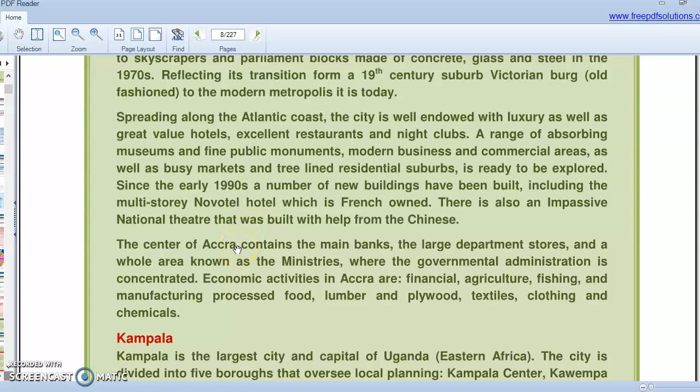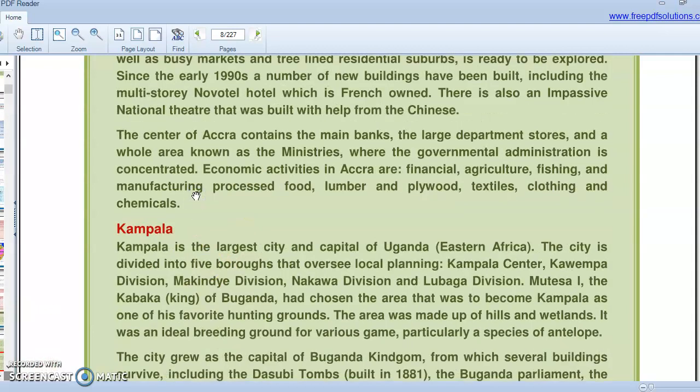The center of Accra contains the main banks, the large department stores, and a whole area known as ministries, where the governmental administration is concentrated. Economic activities in Accra are financial, agriculture, fishing, and manufacturing: processed food, lumber and plywood, textiles, clothing, and chemicals. And that is it for Accra.